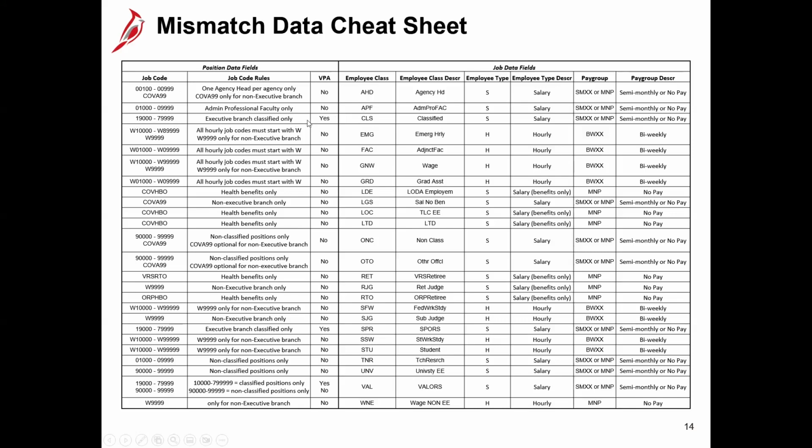And you should have an employee class that matches a salaried position, right? And you should have the employee type as salaried, and the pay group should also be salaried, starting with an S. All salaried jobs that are in a salaried pay group, the pay group starts with an S. So you should be analyzing your data and ensuring that your data is properly aligned across the position, the job.